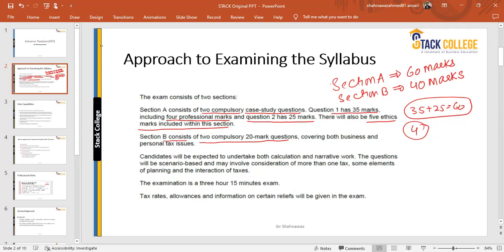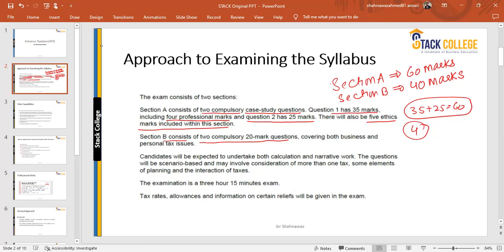Now, one question is, how much is the combination of calculation and theory? So remember that this paper is mainly about theoretical aspects rather than calculation. So the mix is more of theory and less of calculation. But the paper comprises both calculation and narrative work, and you will be given scenarios. In that scenario, multiple tax issues will be asked, covering tax planning as well as personal taxation, corporation taxation, inheritance tax, value-added tax, and lots of issues.